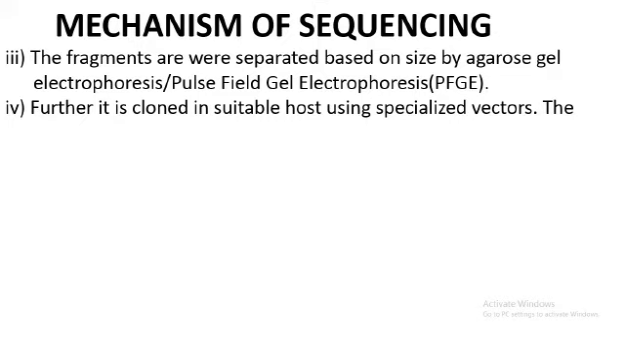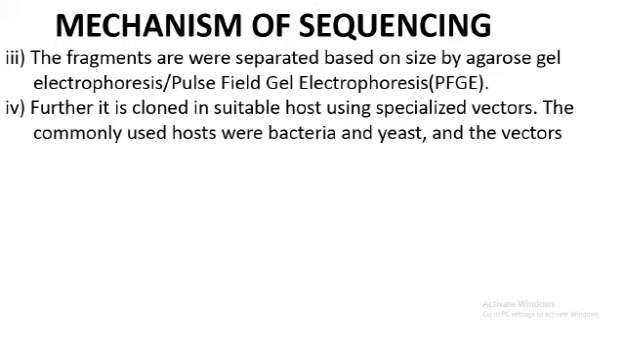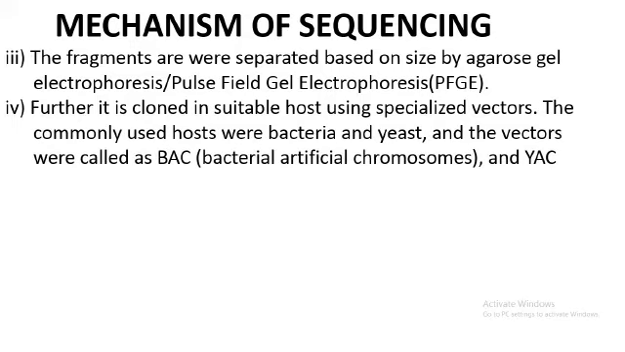What are vectors? These are the living organisms where the DNA is inserted and multiplied. Usually the commonly used vectors are bacteria and yeast, and there are specific vectors like bacterial artificial chromosome and yeast artificial chromosome. That is, we take human DNA and insert it into the bacterial artificial chromosome, that is a plasmid, or into the yeast artificial chromosome, and they are allowed to multiply. When they multiply, even our human DNA which is inserted into it also produces multiple copies.